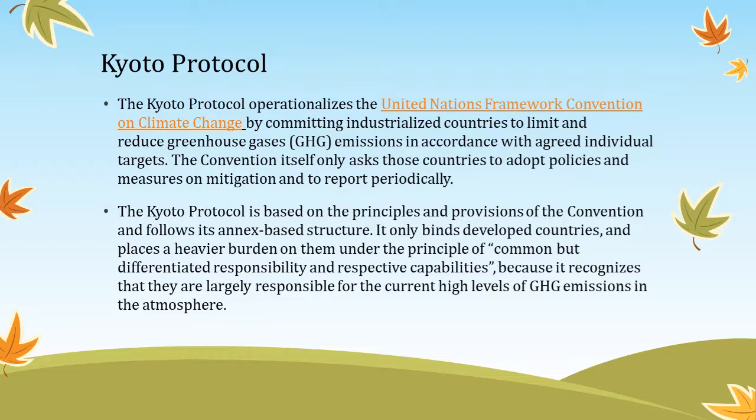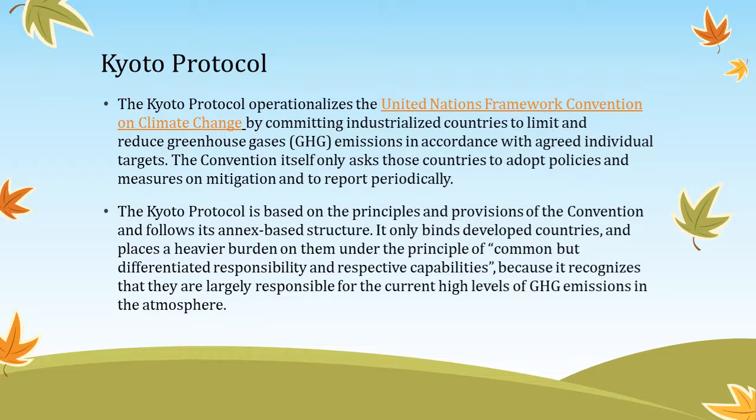It basically operationalizes the Framework Convention on Climate Change by ensuring certain commitments for the industrialized countries to reduce their emissions of anthropogenic gases, in accordance with agreed individual targets. The convention itself only asks those countries to adopt policies and measures on mitigation and to report periodically. The Kyoto Protocol is based on the principles of the convention itself, the so-called CBDR, Common But Differentiated Responsibility, because it recognizes that the developed countries are largely responsible for the current high levels of anthropogenic gas emissions in the atmosphere.